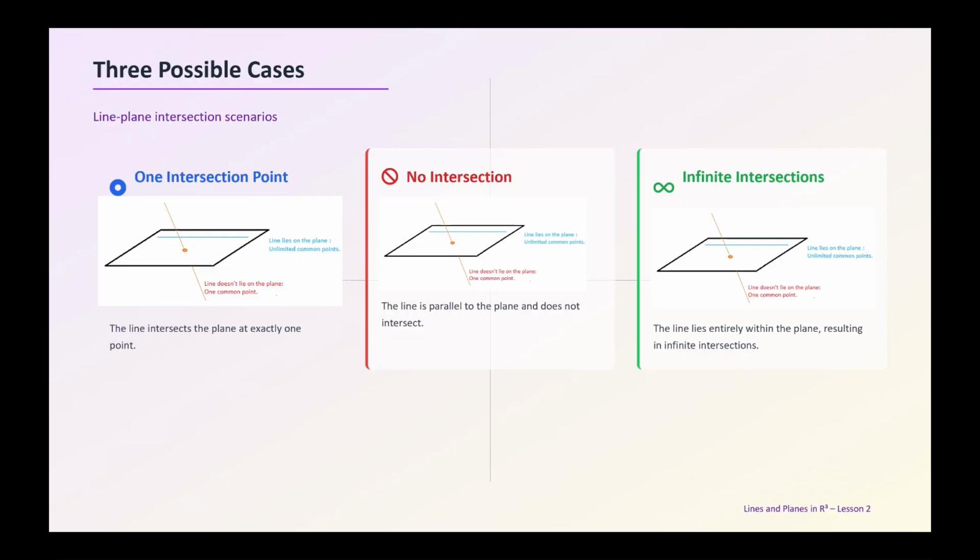So there are actually three possible outcomes when a line meets a plane. First, they can intersect at exactly one point. This is the most common case. Secondly, they might be parallel, so they never meet. And third, the line might actually lie inside the plane, which means every point on the line satisfies the plane equation.